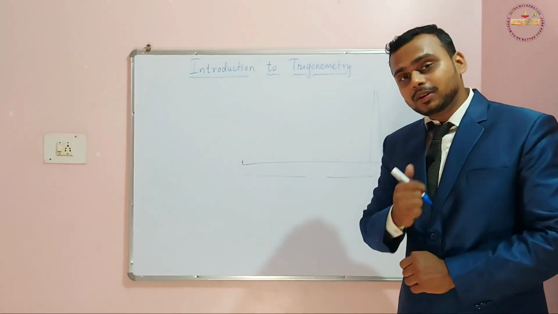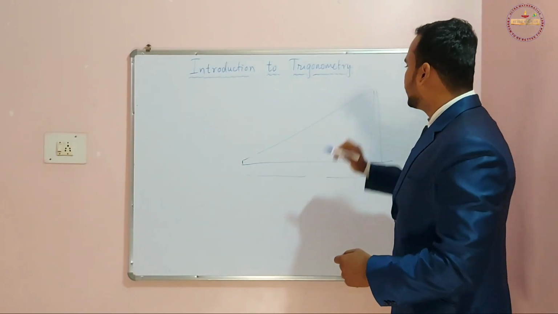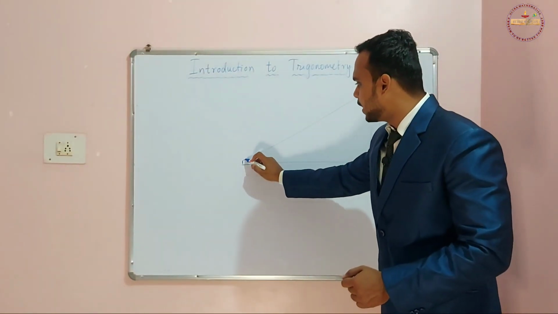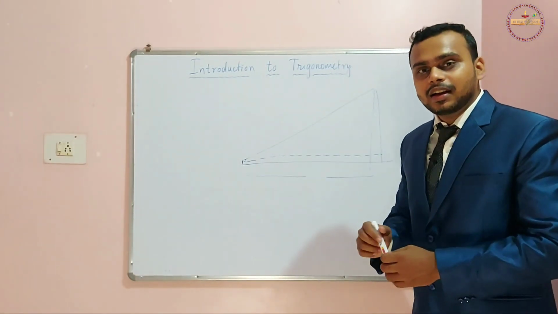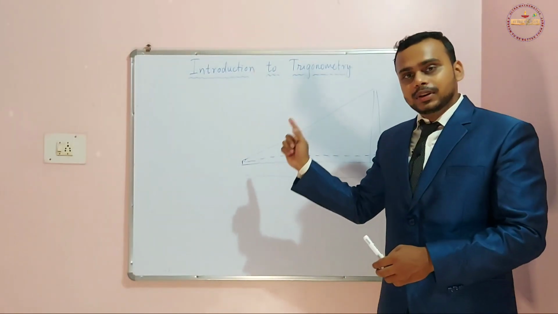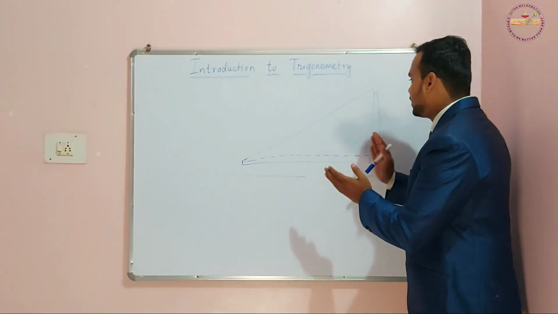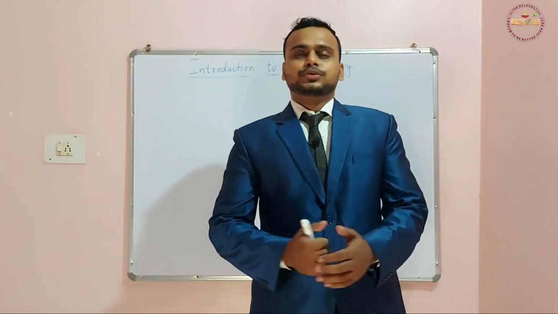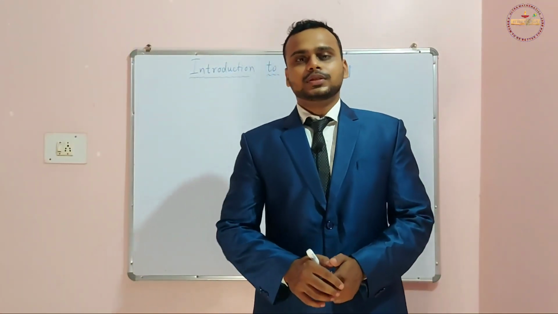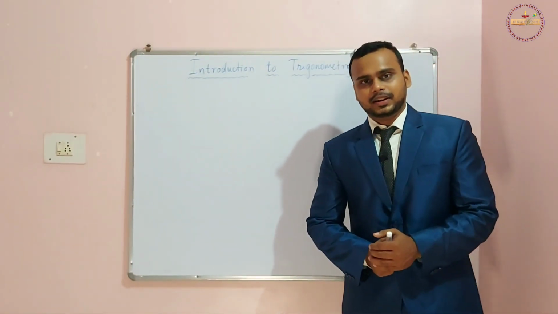Can you guess the height of this Qutub Minar? You also know the angle by which you are looking at the top of the Qutub Minar. So can you guess the height? Trigonometry will solve this type of problem. It will give an answer to find the height of the Qutub Minar. Now the introduction is over, so we will start with the trigonometric ratios. There are 6 different trigonometric ratios.